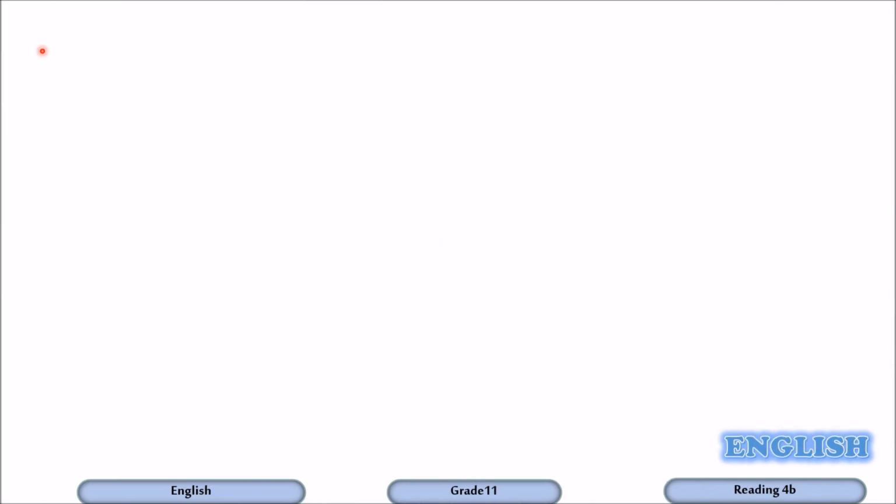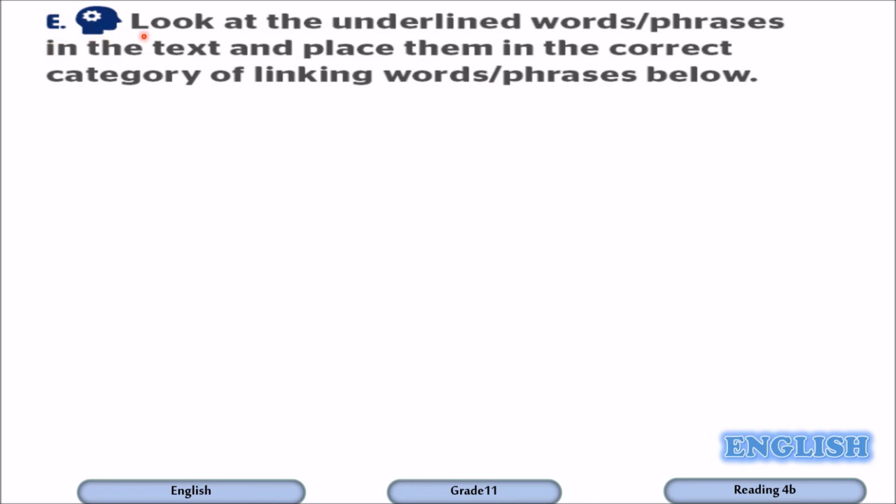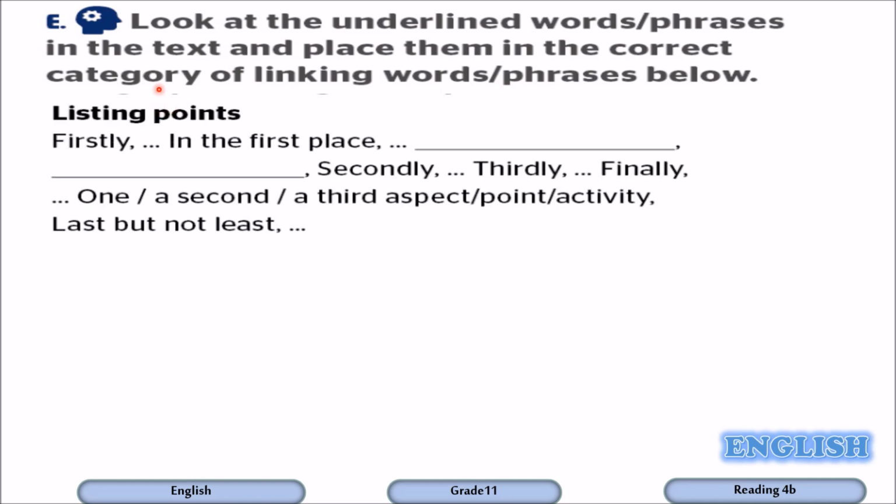Let's move to exercise E. In this exercise, you are going to go back to the text and underline words or phrases in the text, then place them in the correct category of linking words. They are all linking words, so we have to categorize them according to their functions. Please pause the video and find these phrases or words. Let's start with the first one.